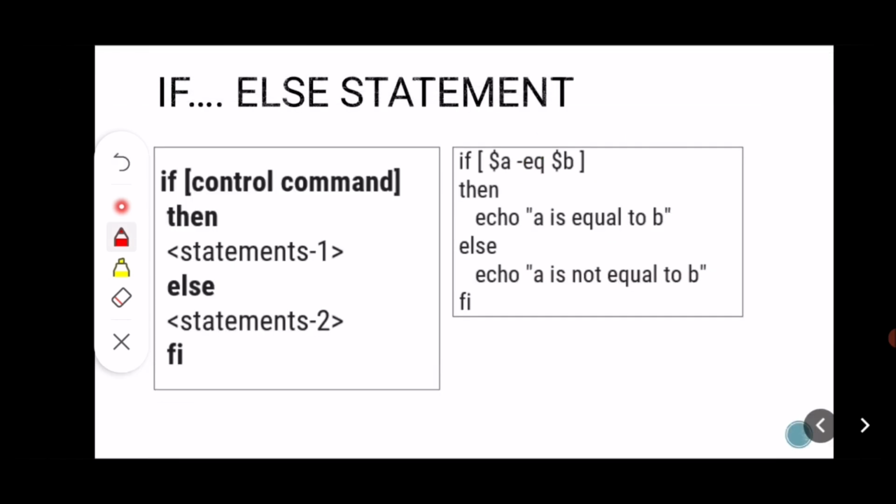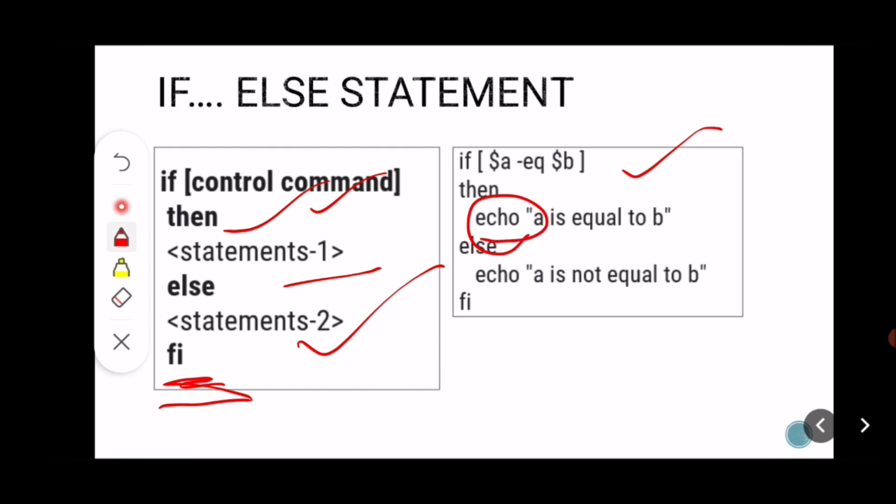The next one is the if else statement. Again, if the control command's condition is true, then statement 1. If the condition is false, then statement 2, and the if statement ends with fi. Let us see the example. If a is equal to b, then print, and for printing in shell script we use the echo word. So write echo and then the statement that we have to print in the output: A is equal to B. If this condition is false, it will print A is not equal to B, and again the if else statement ends with fi.